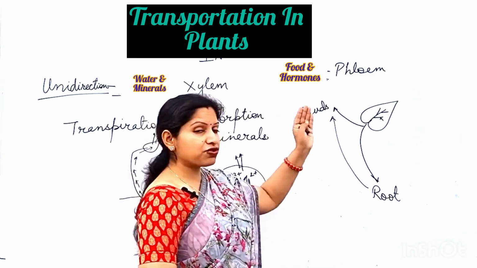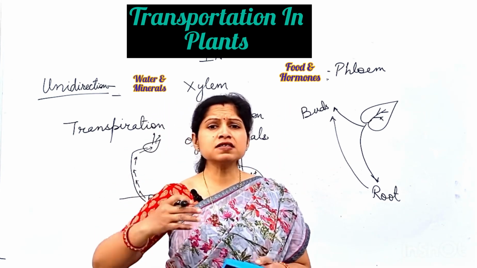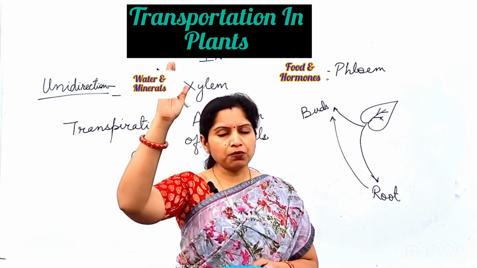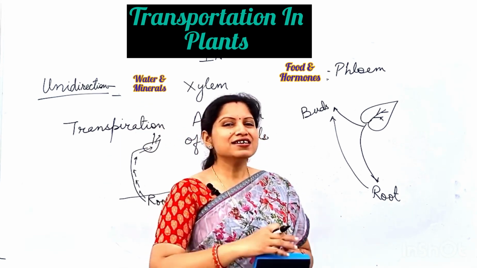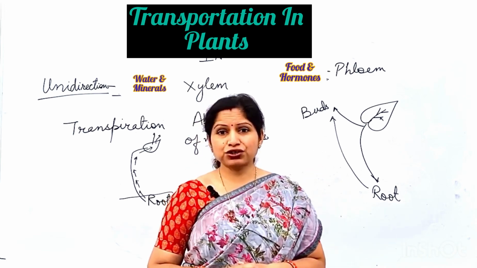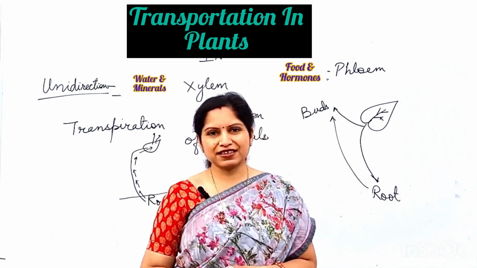So you can make out that the transportation of food is multi-directional. It occurs in both directions. It will be in the upward as well as in the downward direction. So this is all about transportation of food and water and minerals in plants.